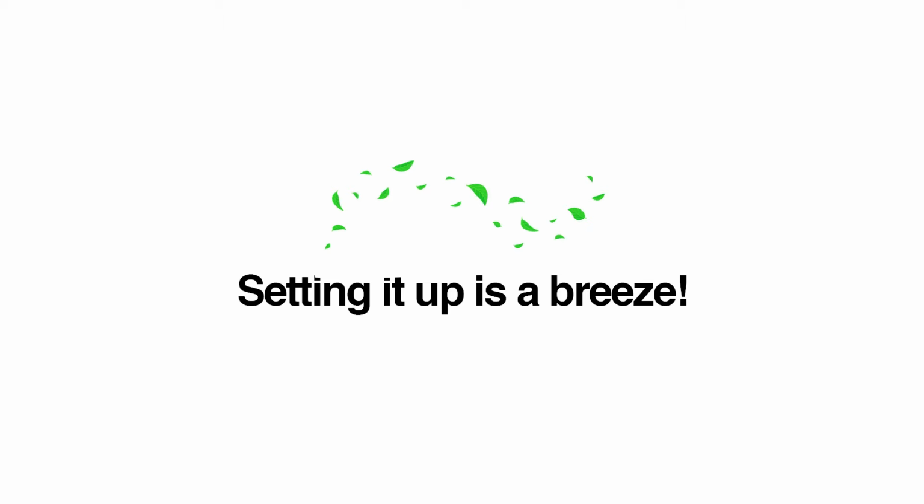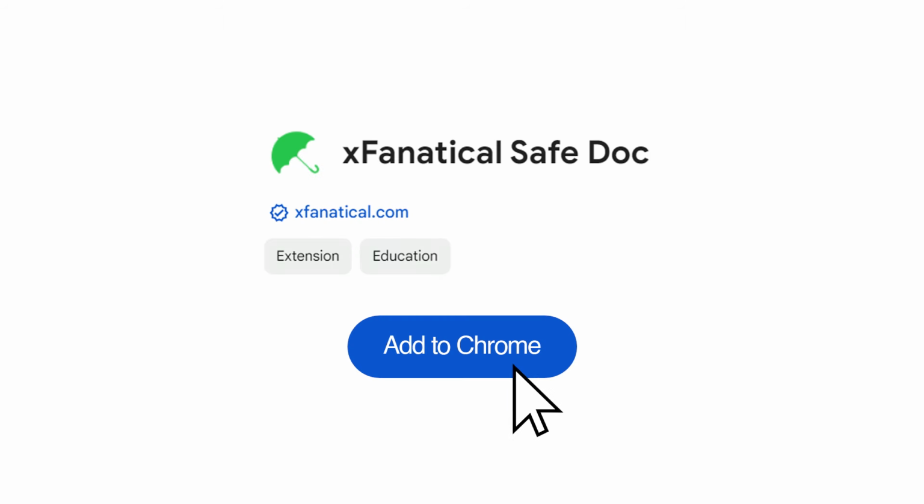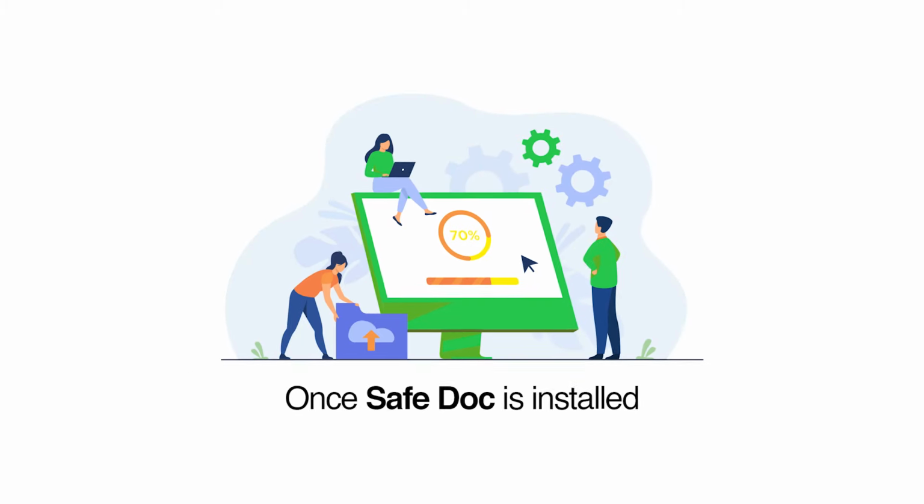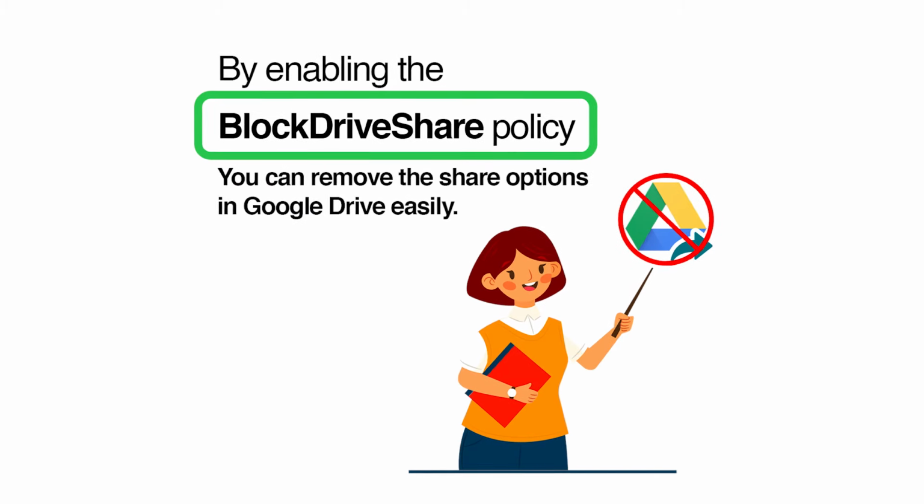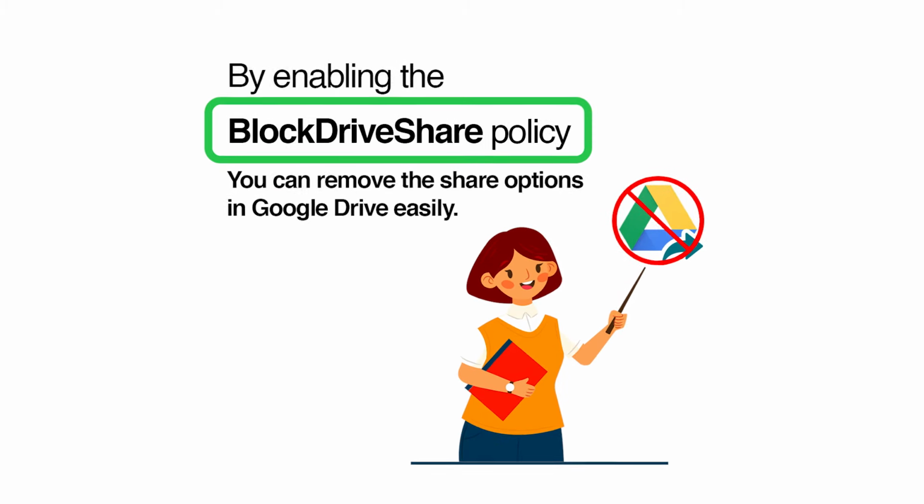Setting it up is a breeze. Go to the Chrome Web Store page, search for Safe Dock, then click Add to Chrome to add this extension. Once it is installed, by enabling the Block Drive Share policy, you can remove the share options in Google Drive easily.